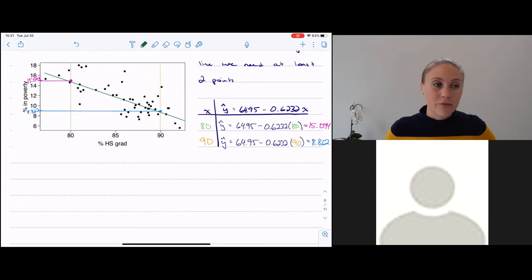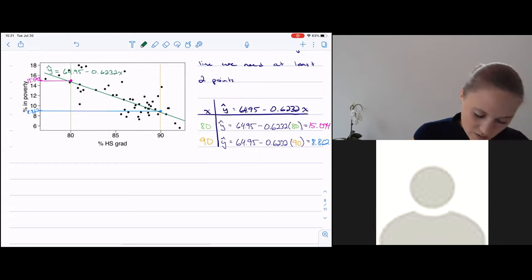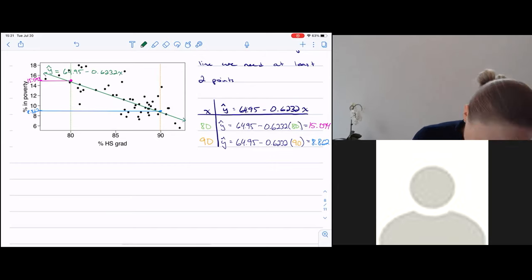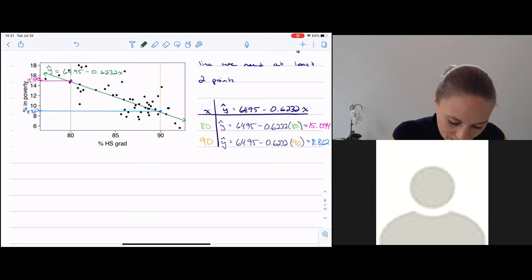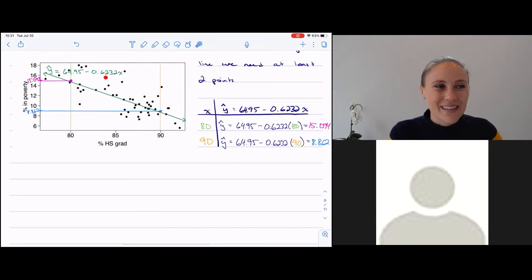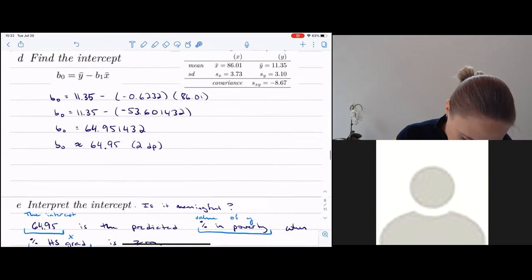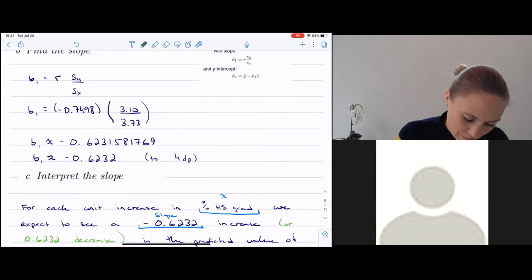Okay, good enough. Right, so here, this line is y hat equals 64.95 minus 0.6232x. So that is that line. And of course, it keeps going and going, but we only care about that small region. I'm really hoping that I didn't screw up the slope now that I'm thinking of it. Hopefully it is 0.6232, because that's what I've been using for a long time now. Good.